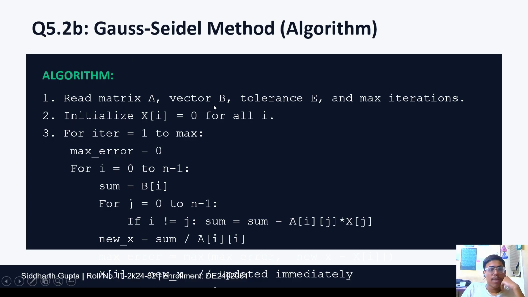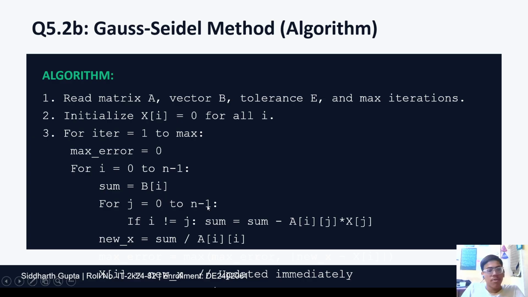For Gauss-Seidel, we will read a matrix, a vector, a tolerance, and max iterations. We will initialize x of I is equal to 0 for all I. For iteration is equal to 1 to max, we will initialize max error is equal to 0, and for I, another for loop, I is equal to 0 to n minus 1, we will say sum is equal to b of I.